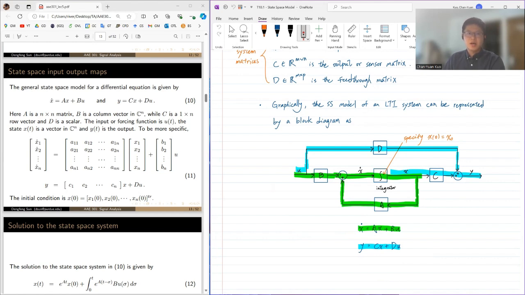To help you better understand the diagram, let's focus on the part related to the system dynamics first. The system dynamics is described by the equation x dot equals Ax plus Bu. We know that the integration of x dot is x, so the output of the integrator with x dot as an input is x. We also know that x dot is equal to Ax plus Bu, so the summation of Ax and Bu is equal to x dot.